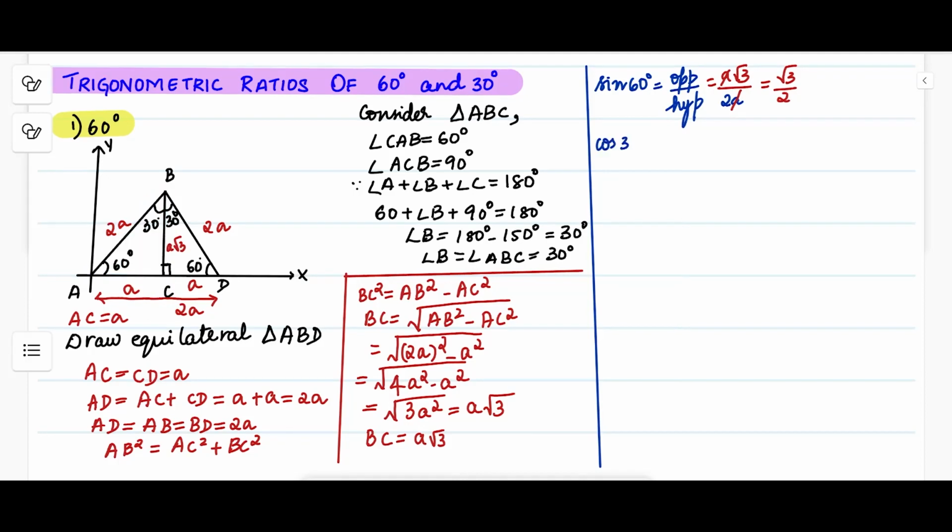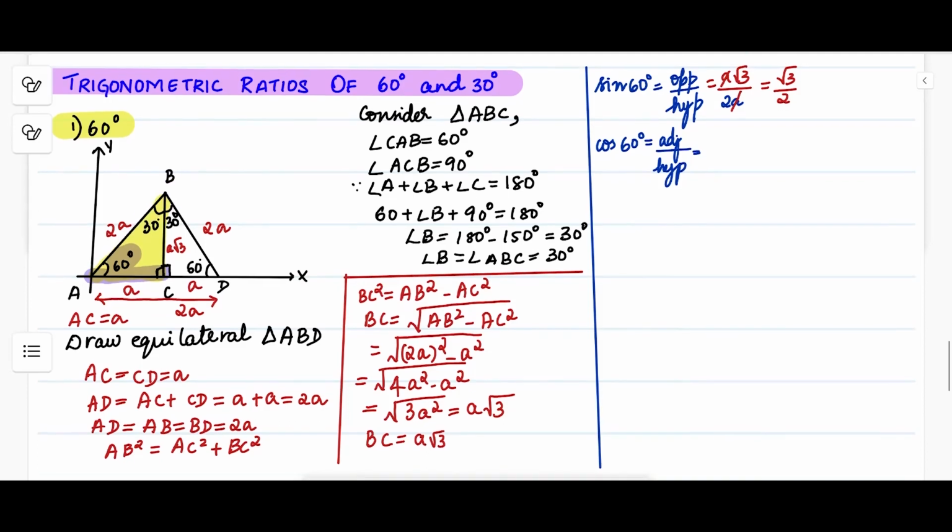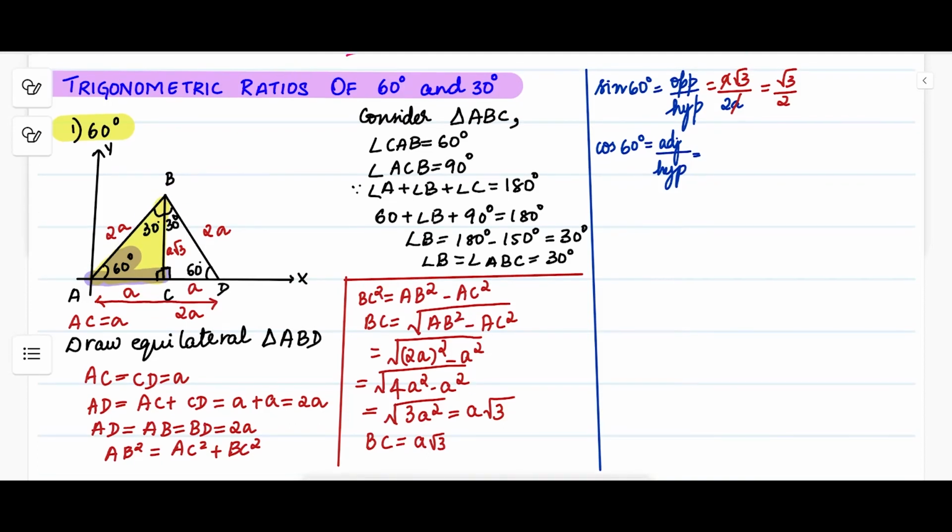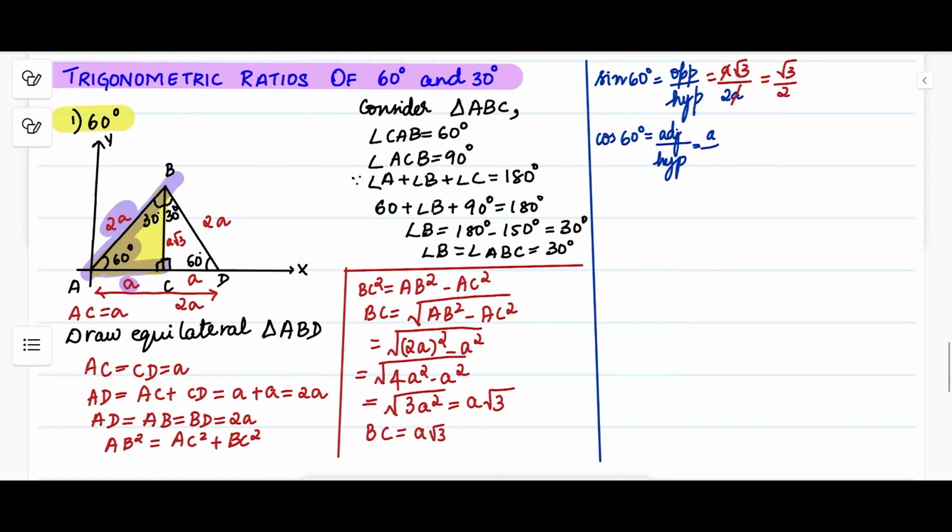Next is our cos 60 degrees. The definition is adjacent divided by hypotenuse. The adjacent side of the triangle is adjacent to our angle theta. So that is our side AC. This side AB is never considered as the adjacent side of the triangle because this side of the triangle is opposite to our 90-degree angle. So usually we consider that side which is opposite to our 90-degree angle as the hypotenuse side of the triangle. So our adjacent side of the triangle is AC and it is having the value A. Hypotenuse side of the triangle is AB, which is having the value 2A. So A and A will cancel out each other. We are having 1 by 2.